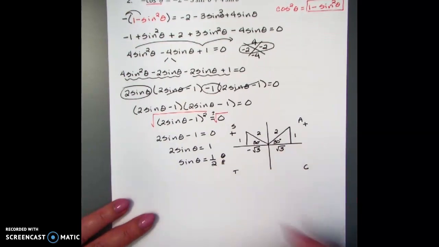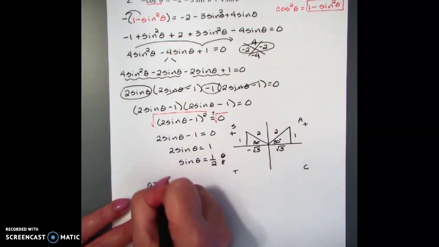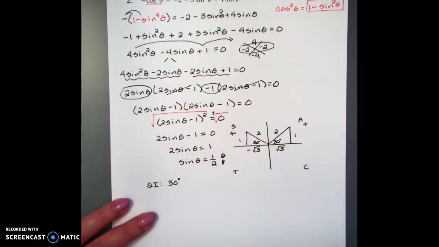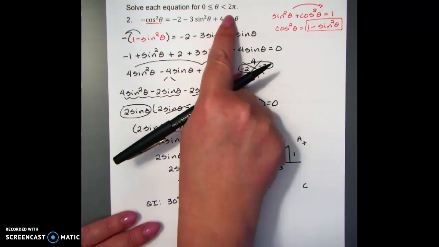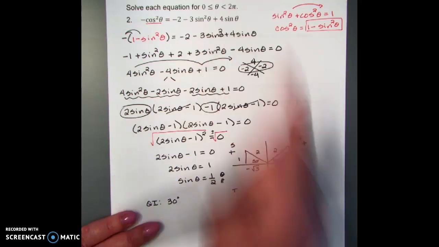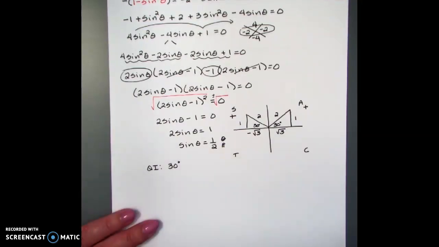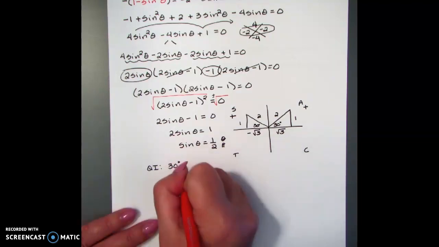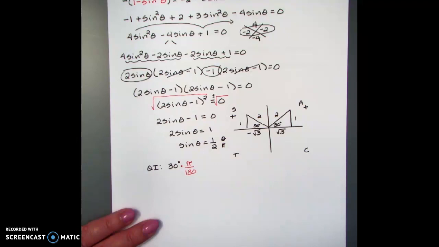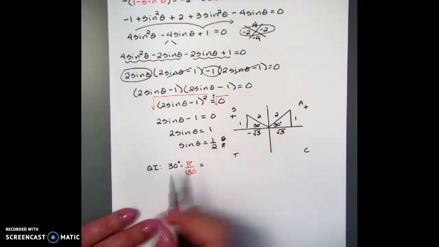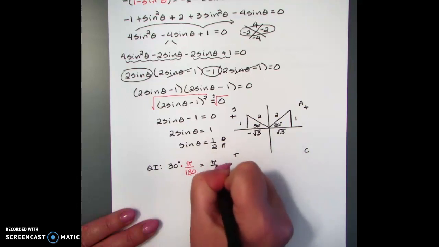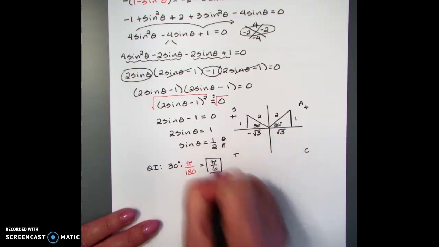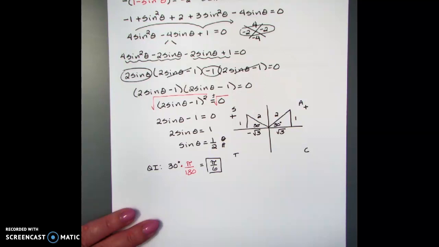So in quadrant 1, my answer is just that, 30 degrees. But if we notice back in the directions, it did say from 0 to 2 pi, so we want to make sure that that answer is in radians and not in degrees. So we're going to multiply this by pi over 180. And if I reduce that in my calculator, again, just type in 30 fraction 180 in your calculator. I believe you would get pi over 6. So that's my quadrant 1 answer.